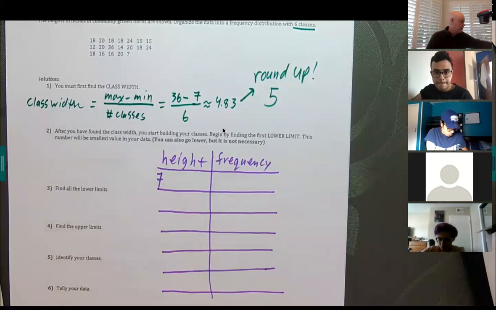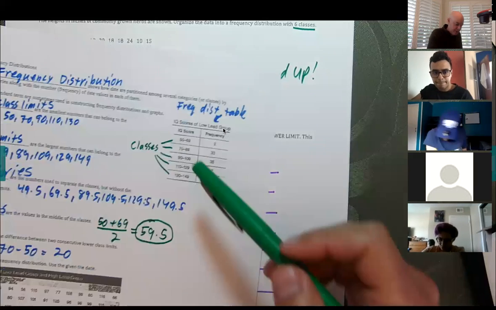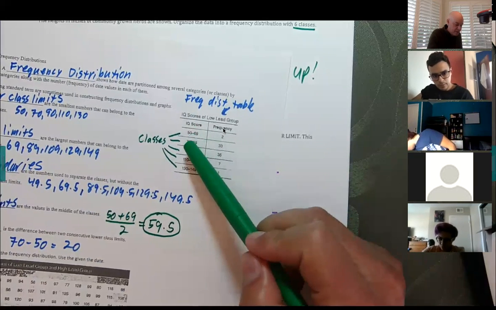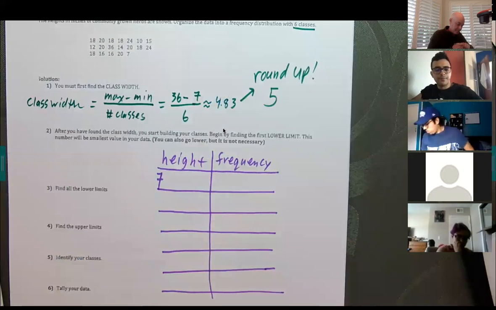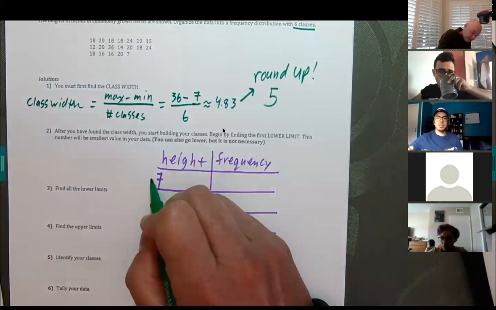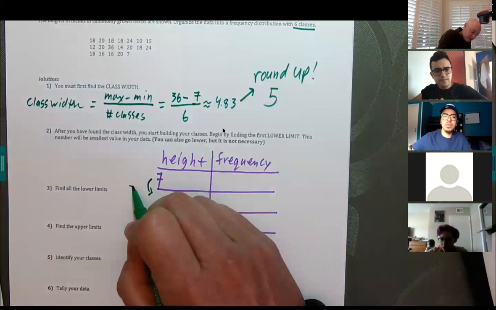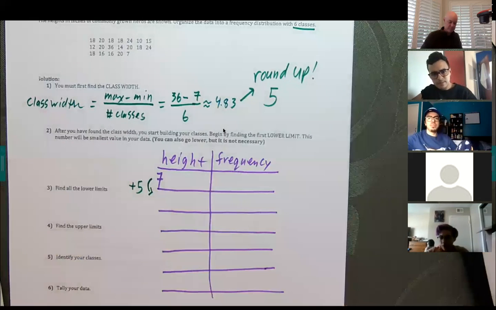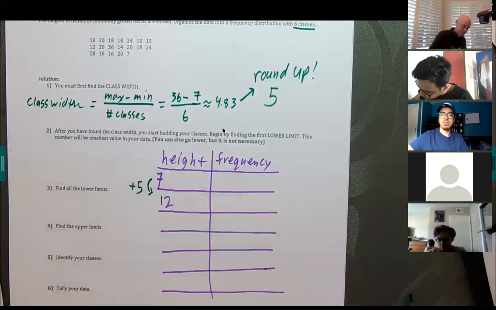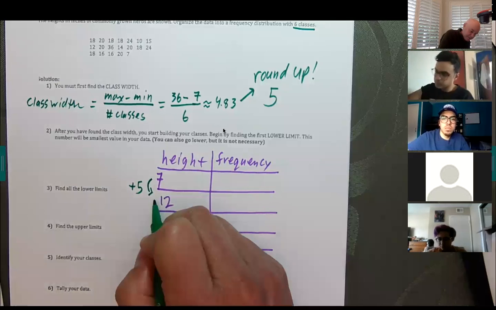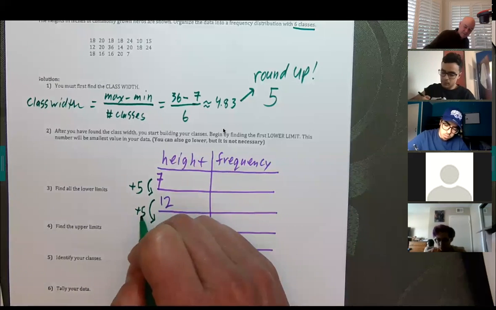Now, if you remember, the classes are going to be a class width apart for the lower boundaries, the lower class limits. So to get the next lower class limit, I'm going to add 5. To get the next one, I'm going to add 5.